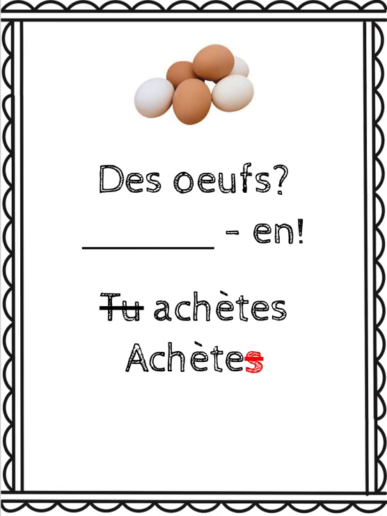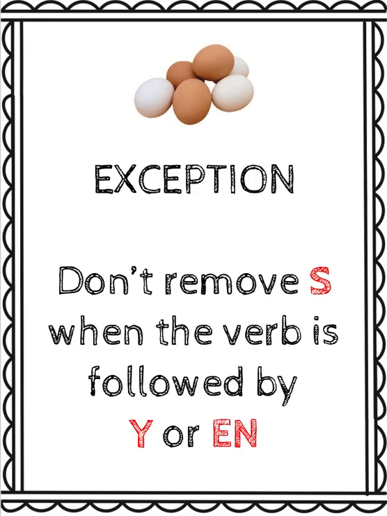Now tell me how this sounds. Des œufs, achète en. Achète en. Sounds a little choppy. It's not flowing very well. So, when that happens in French, you always get an exception. When this happens, when the verb is followed by y or en, you will not remove the S when you're using the tu form. Don't you love French? There's always something to make it sound pretty.